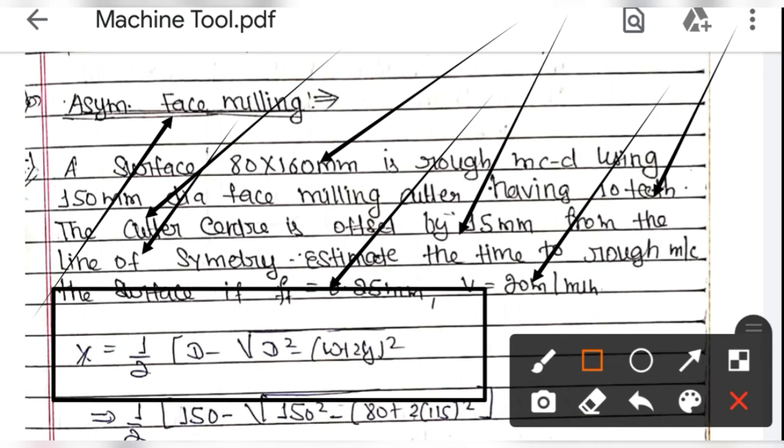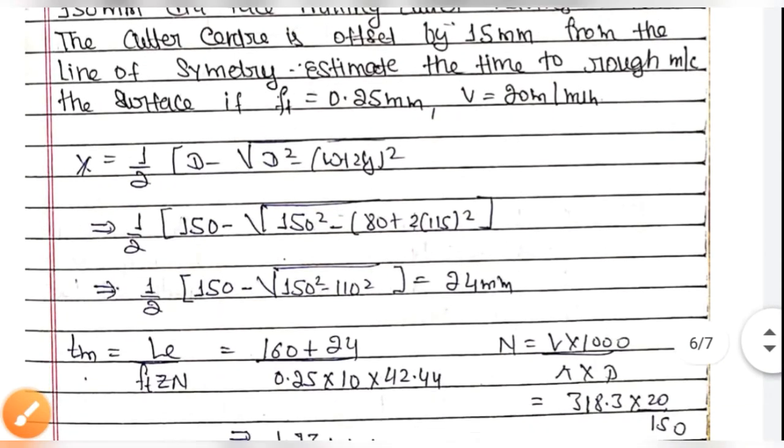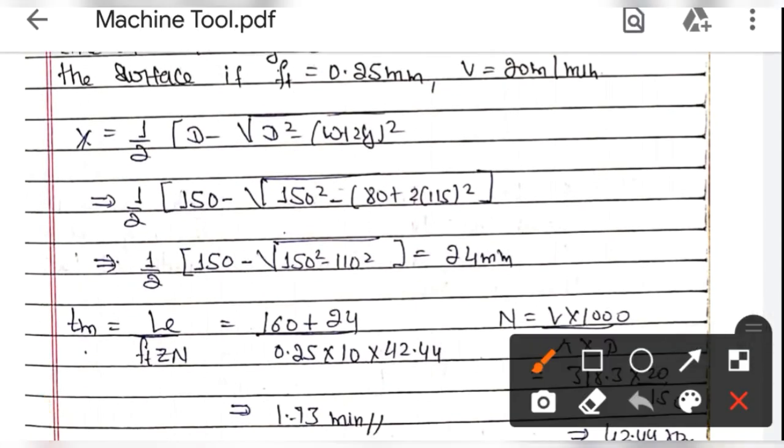X is equal to half into D minus under root D square minus W plus 2 times the offset, whole square. All the data is given over here. Just substitute it. We will get 24 mm, which is the compulsory allowance.